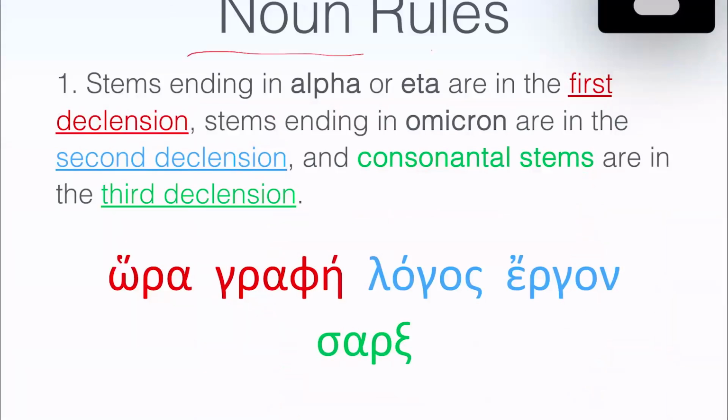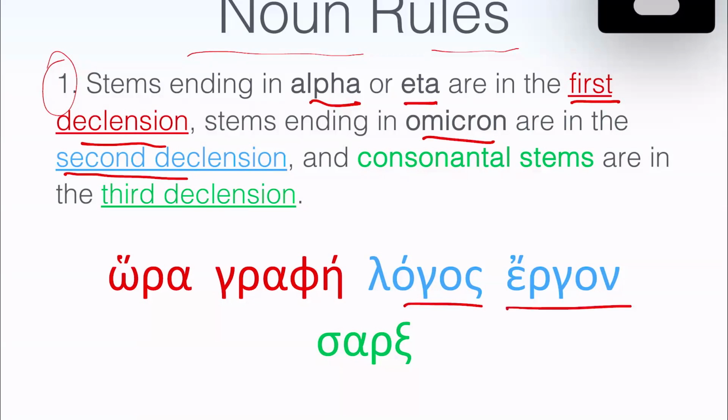So here are some rules that you can take away with you to help you as you are working on memorizing your noun patterns. The first rule is that stems ending in alpha or eta are considered first declensions, and that's that first pattern that we looked at. The a, ace, a, ain, and then I, own, ice, as. Stems ending in the omicron are what we call the second declension. So they were our logos, and here's another example, ergon. We had teknon before. This is ergon, meaning work.